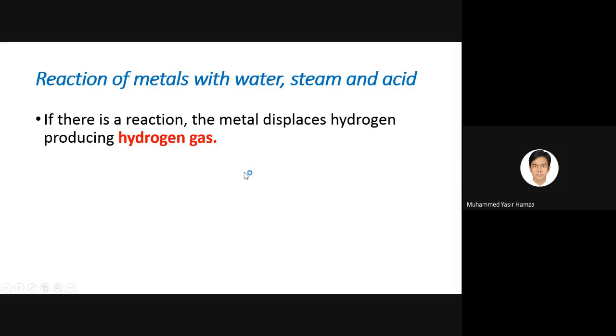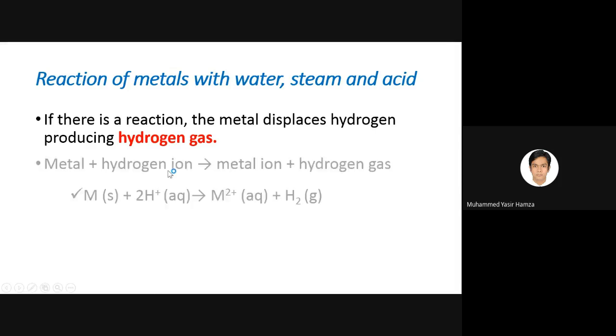This means that if the reaction takes place with metals and water, steam, or acid, there will be hydrogen gas. Always you will get hydrogen gas. No matter what the reactant is, whether it is water or acid, you will get hydrogen gas. As you can see in the equation: metal plus hydrogen ion gives metal ion and hydrogen gas.